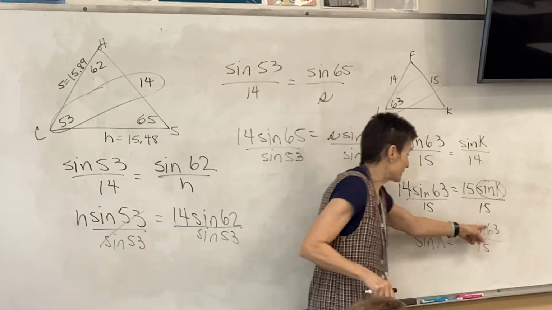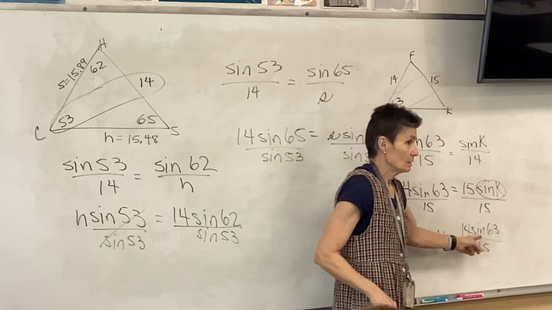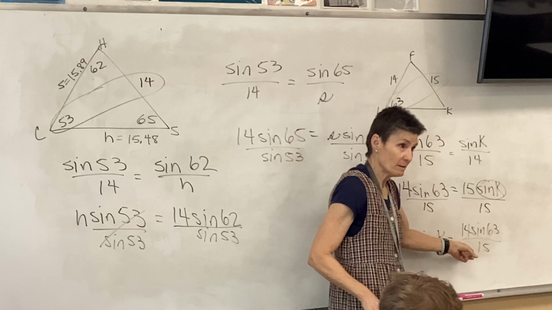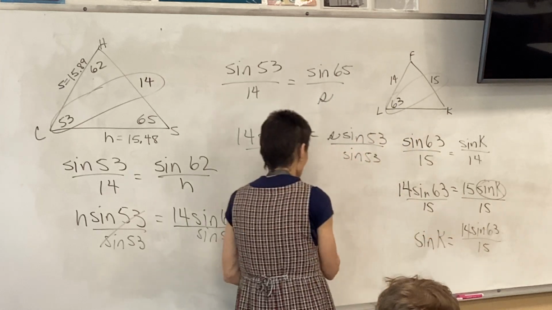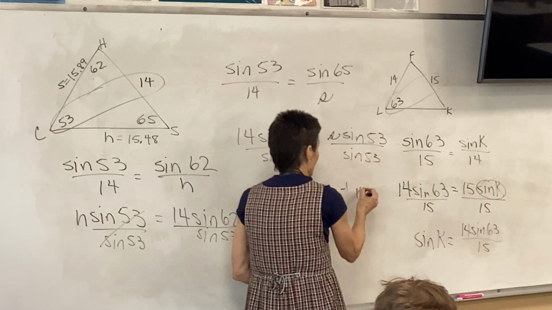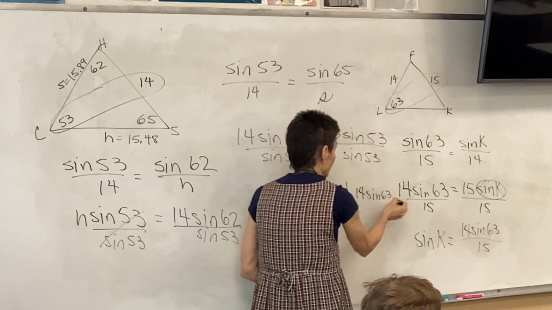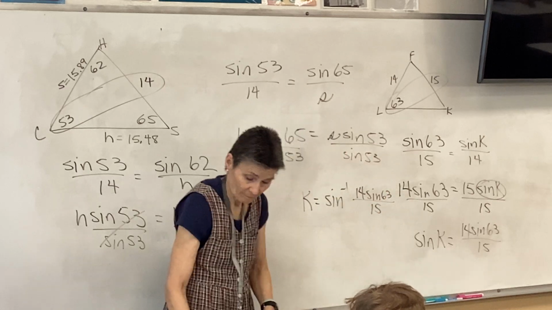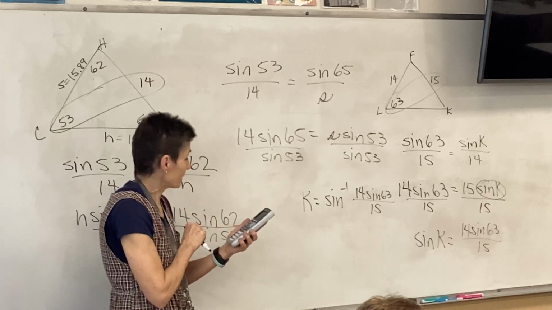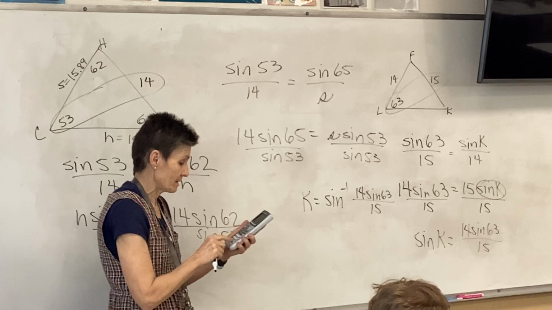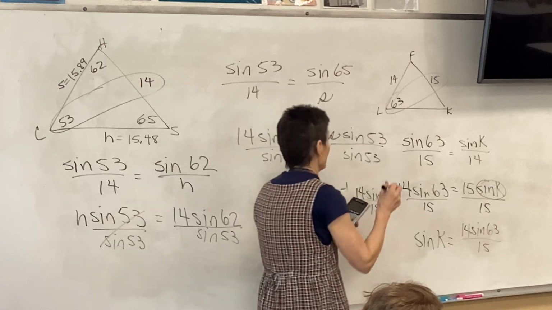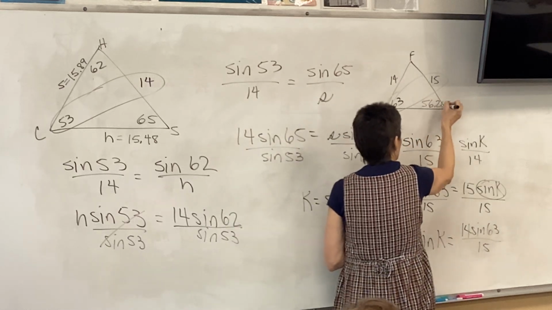Now, do I just type that in? No. I need second sine. Don't I need to type second sine, 14 sine 63 over 15? Remember, sometimes this one might say error. Second sine, 14 sine 63 close parentheses divided by 15. I got 56.26. Anybody else get that?